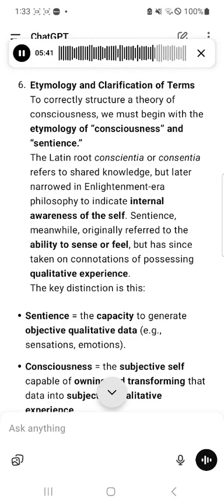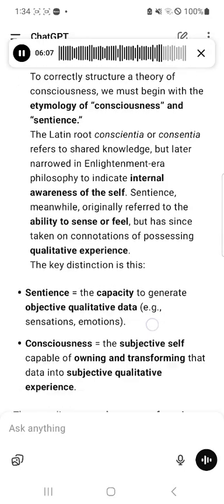6. Etymology and clarification of terms. To correctly structure a theory of consciousness, we must begin with the etymology of consciousness and sentience. The Latin root conscientia refers to shared knowledge, but later narrowed in Enlightenment-era philosophy to indicate internal awareness of the self. Sentience, meanwhile, originally referred to the ability to sense or feel, but has since taken on connotations of possessing qualitative experience.